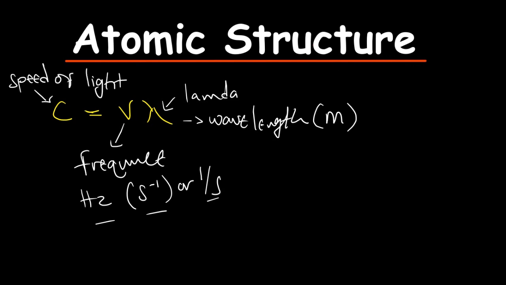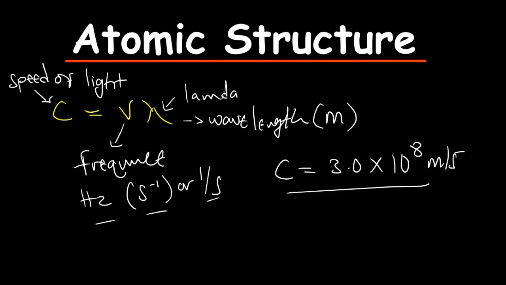The speed of light has a constant value, so we'll be using c equals 3.0 times 10 to the power 8 meters per second. So this is the speed of light, and that is the first formula that we are going to be using under atomic structure.